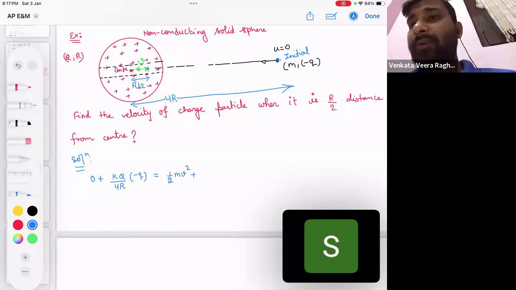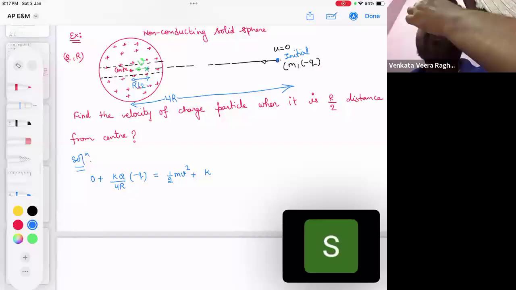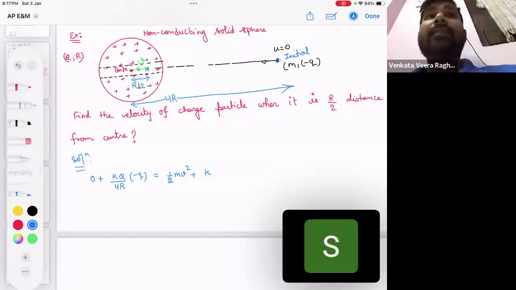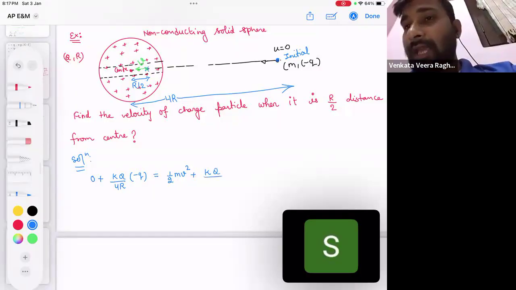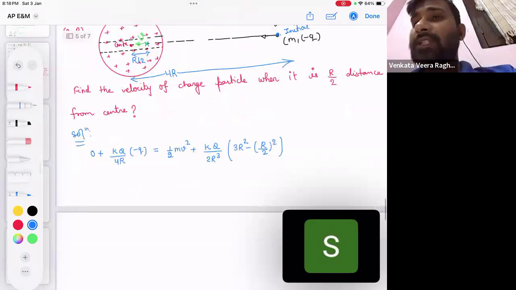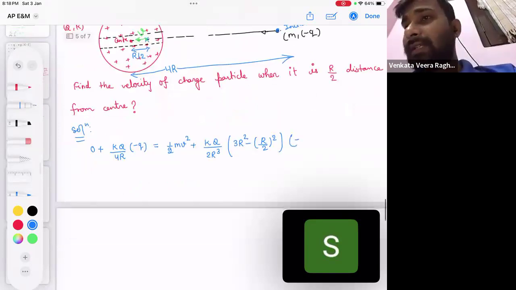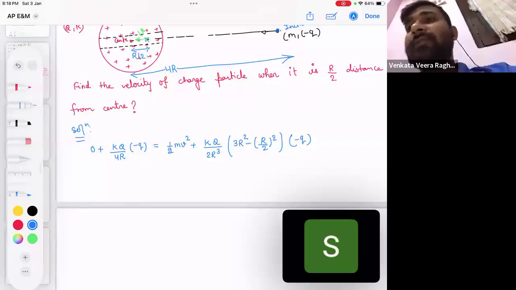When it reaches that point, will it have some potential energy? So let's write the potential energy there. At that point, we have to write first the potential, and then multiply by the charge present at that point. That makes it the potential energy. So what is the potential at that point? kQ by 2R cube into 3R square minus x square. x means the distance from the center to that point. Okay, this is the potential at that point. Let's multiply by the charge present there, and that again makes it the potential energy.